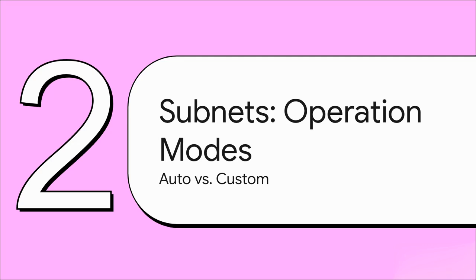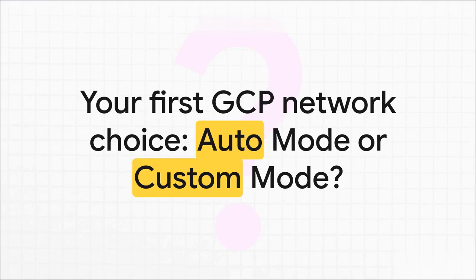Okay, so we've got this massive global VPC. What's next? Subnets, right? But in GCP, when you go to create that VPC, you're hit with a choice immediately. And it's a choice that really sets the stage for your entire network design. And here it is. This is the very first choice you're going to have to make. Are you creating an auto mode network or a custom mode network? And believe me, this isn't just some tiny checkbox you tick. It's a foundational decision that really dictates the control you're going to have.